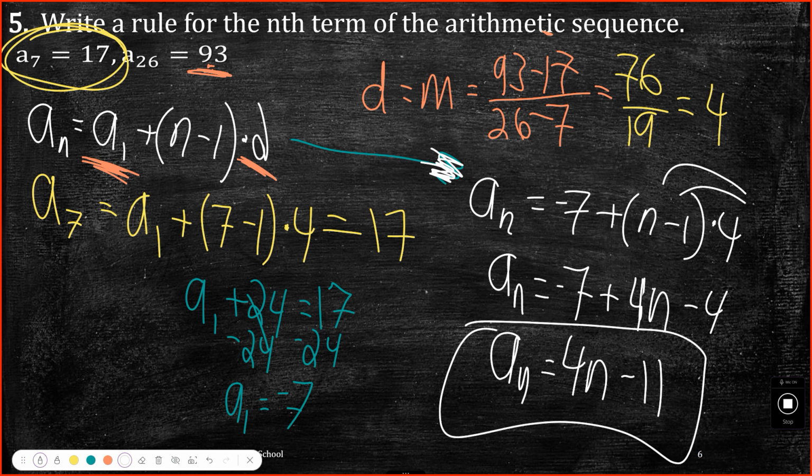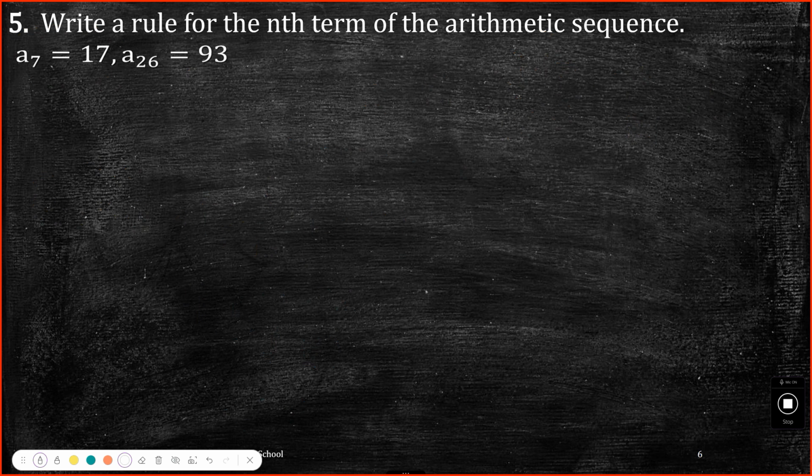That is it. How do I know that it works? Let me test it. A7 better get 17. A sub 7. What is 4 times 7? 28. What's 28 minus 11? 17. Did it work? That is it for today. We are done.